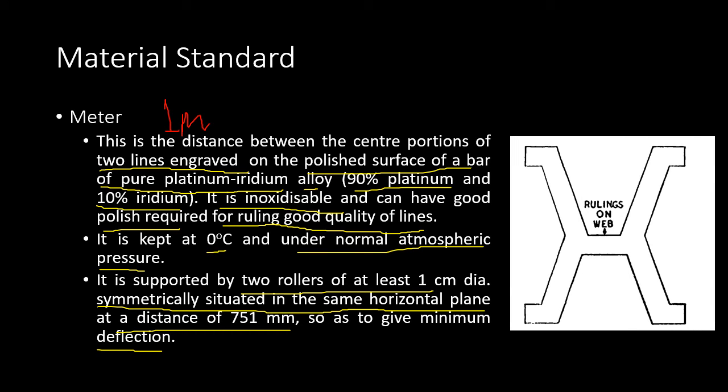So this is the cross section of this bar. This cross section is such that the surface on which the lines are engraved lies at the neutral axis of the cross section, and again we know that at the neutral axis there is no stress.